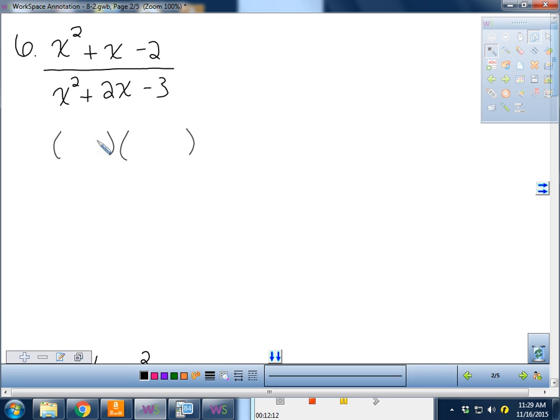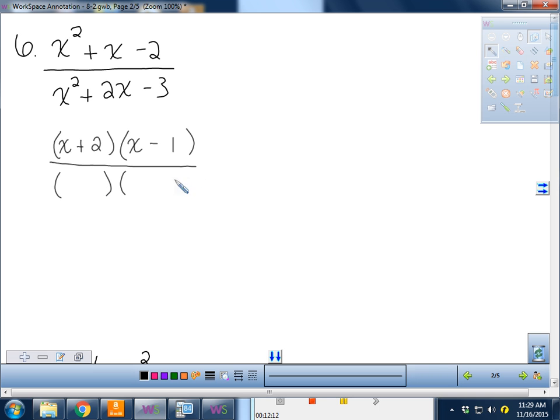So I have a minus in back. That means I have a plus and a minus. X squared would be x and x. And I need two numbers that multiply to make 2 and subtract to make 1. That will be a 2 and 1. And since there's a plus in front, 2 will go with the plus and 1 will go with the minus. Same thing on the bottom.